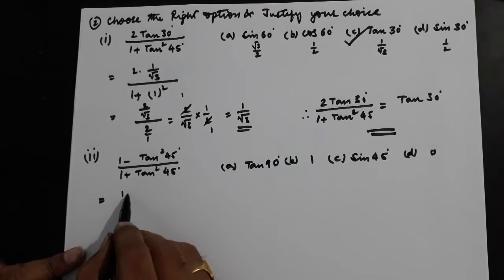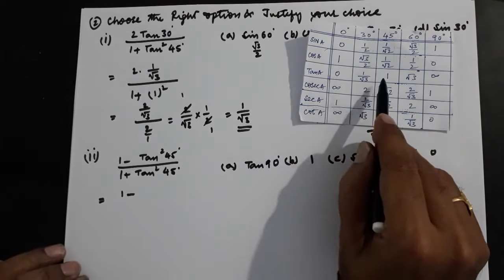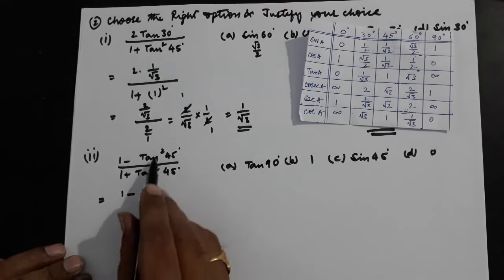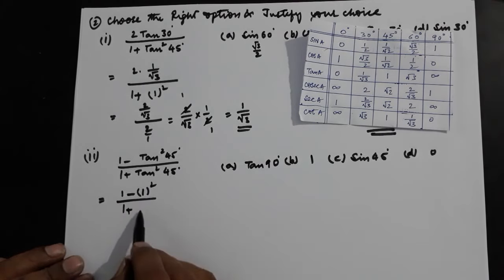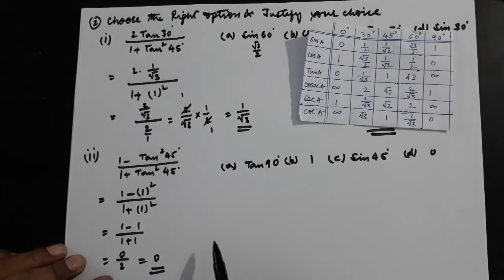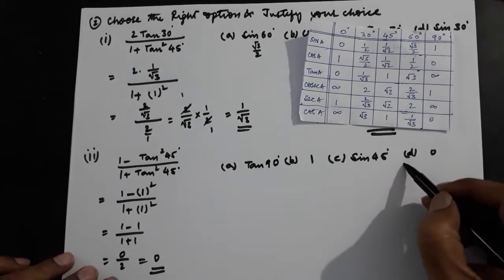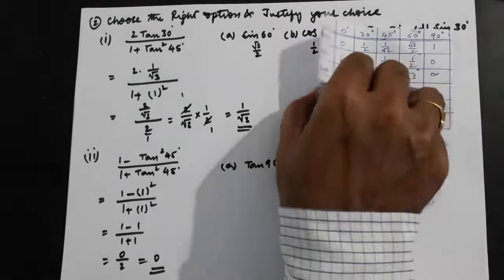So what is tan 45? Tan 45 is 1. So 1 minus 1 square, divided by 1 plus again tan 45, 1 square. So 1 minus 1 square is 1 minus 1, 1 plus 1 square is 1 plus 1. 1 minus 1 is 0, by 2, which is nothing but 0. So which is the correct option? Option D.